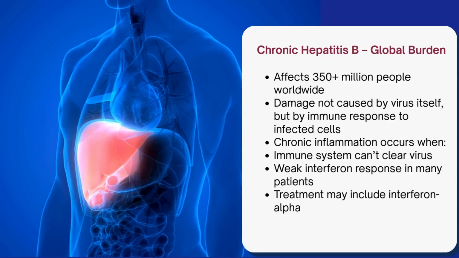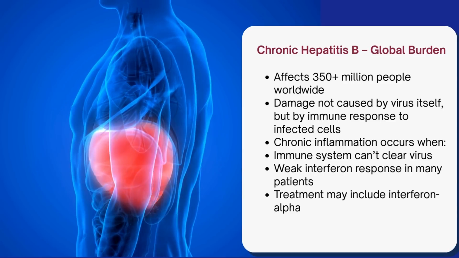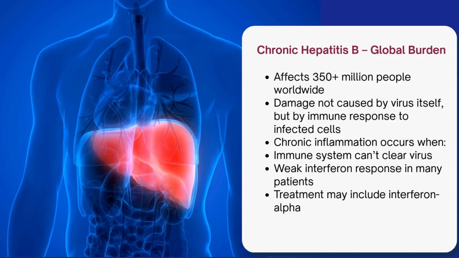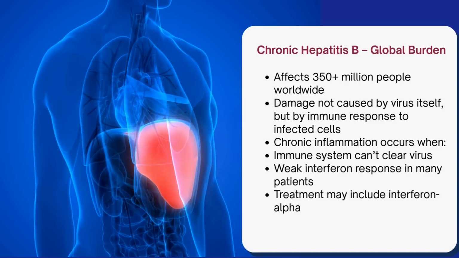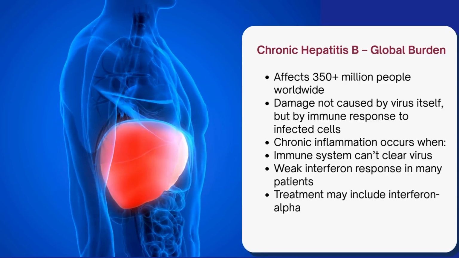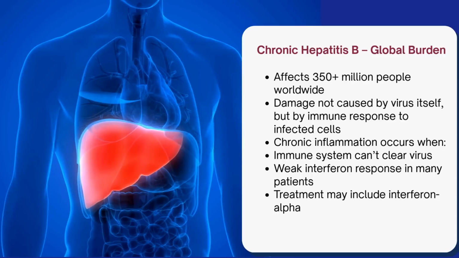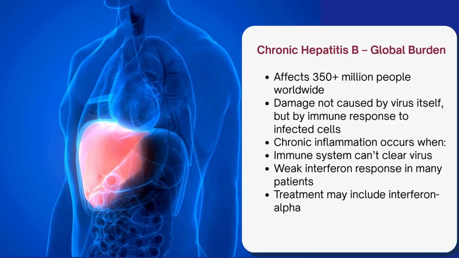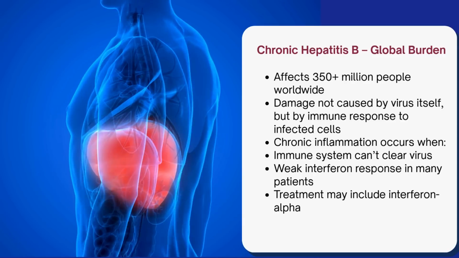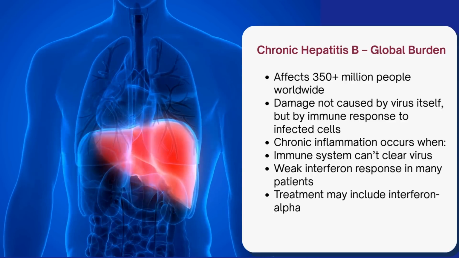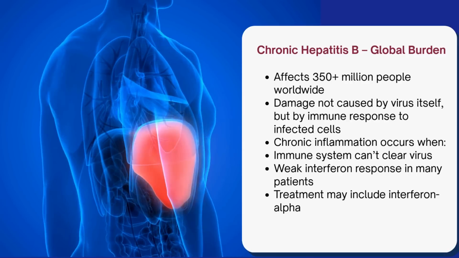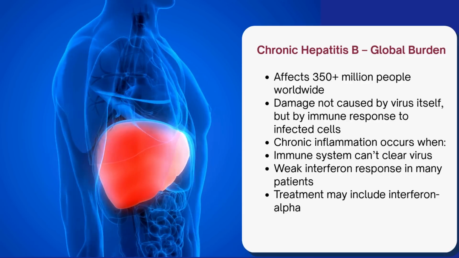Let's focus on chronic hepatitis B first. It's a major player globally. 350 million people are infected. The virus itself isn't usually toxic to liver cells. Instead, it's our immune system's ongoing attack on infected cells that causes damage. This happens when the immune system can't completely clear the virus.